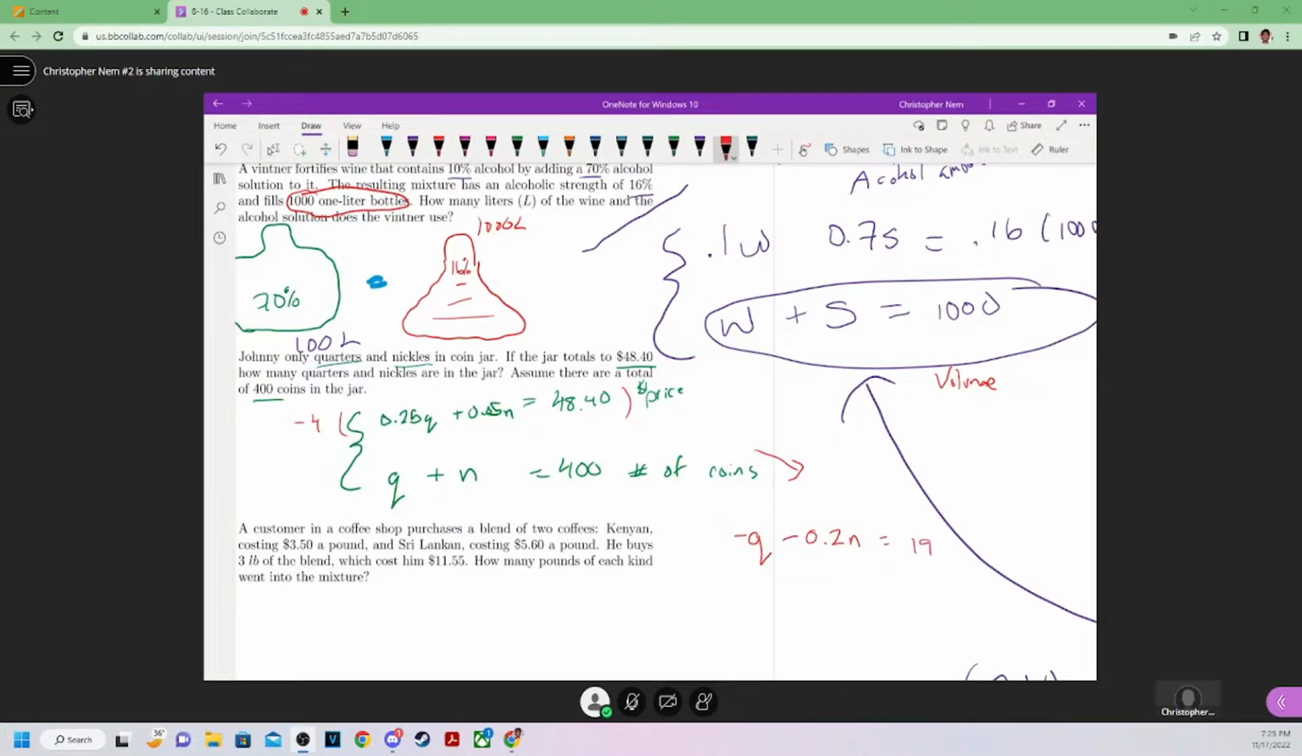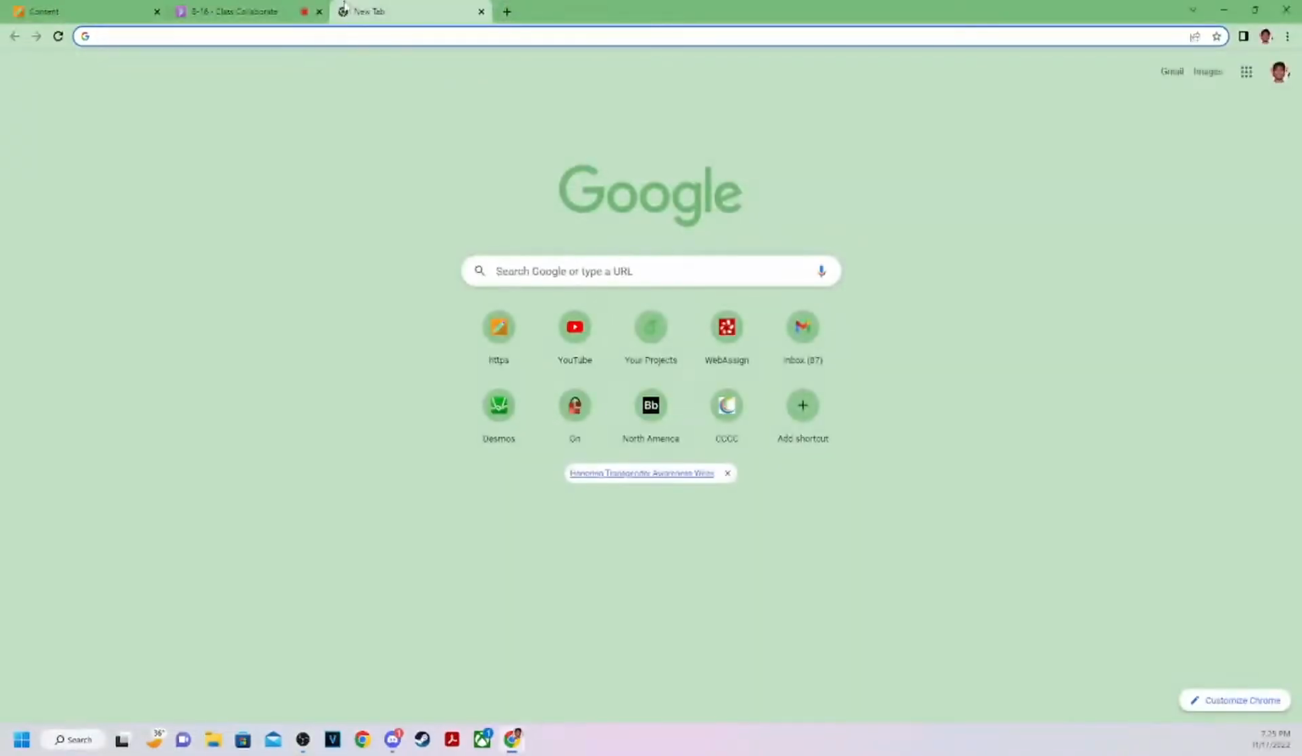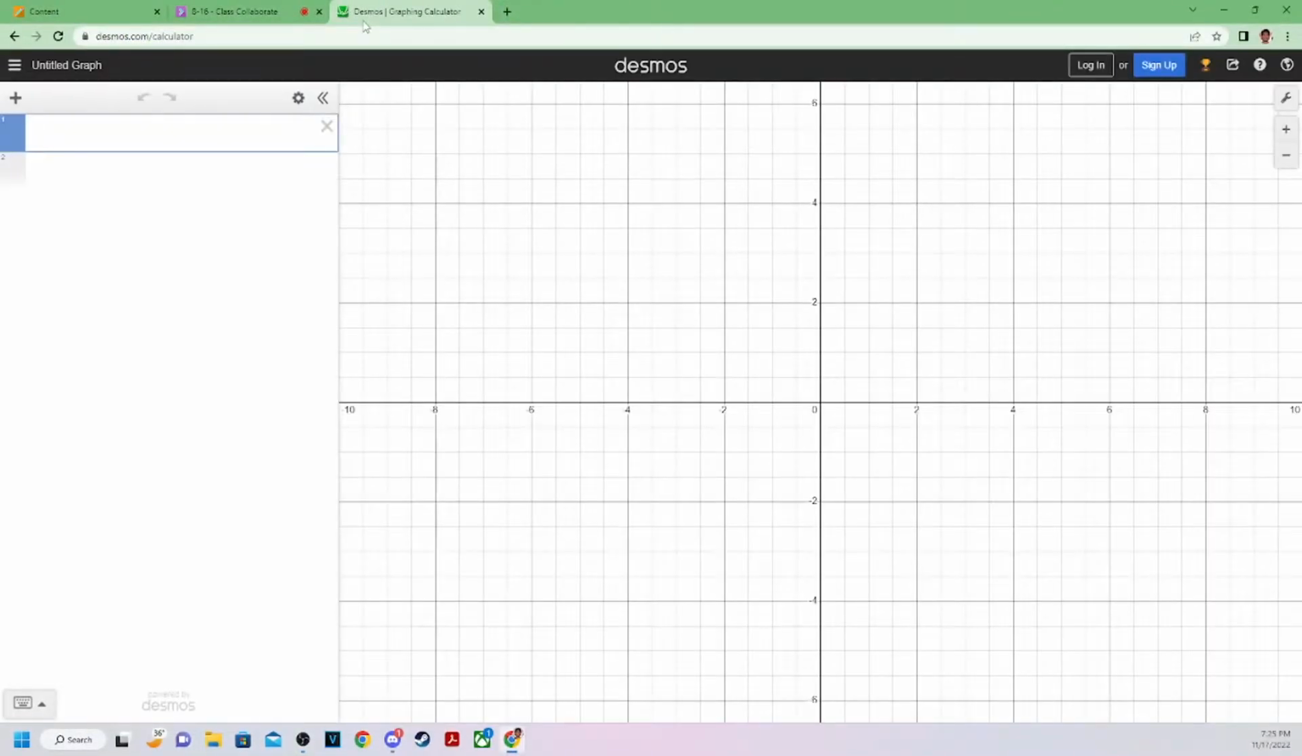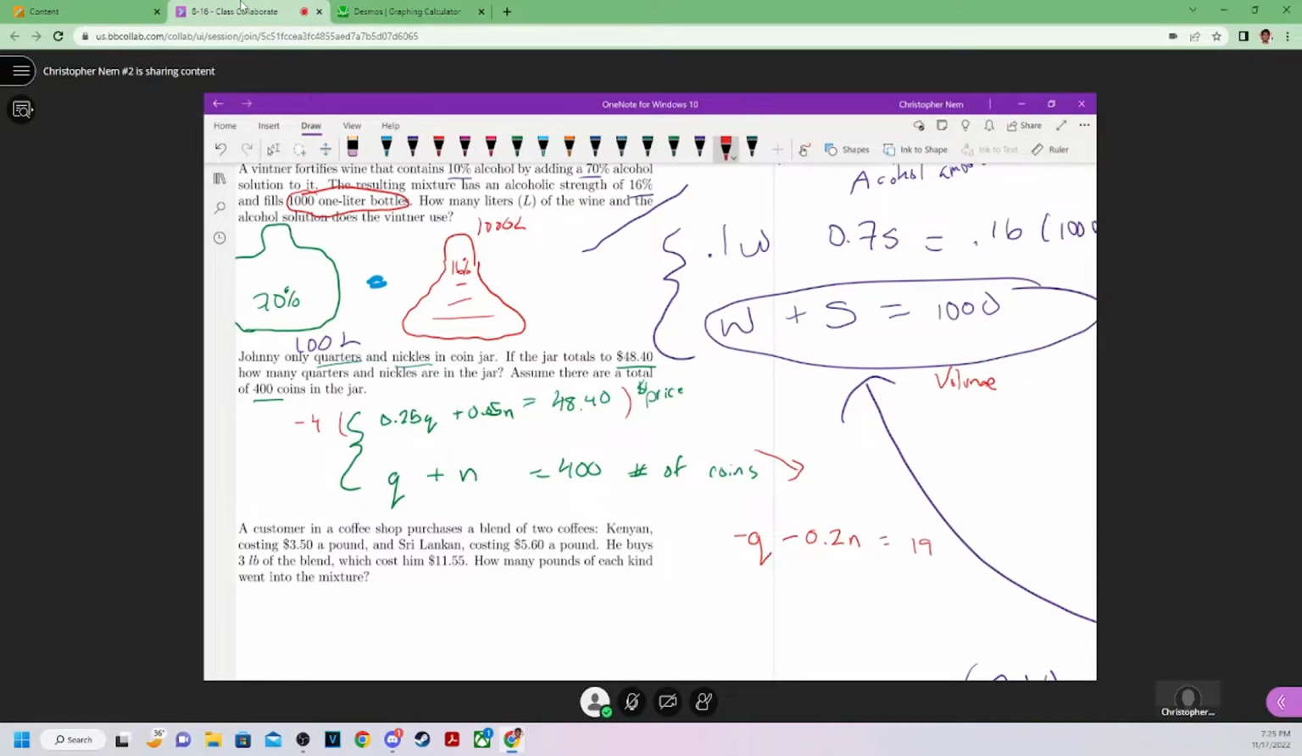Let's just use a calculator real quick. 4 times, what is that amount? 48.4. 193. This is, yeah, 193.6. So this is negative 193.6 over Q plus N equals 400. And now I can add them together.